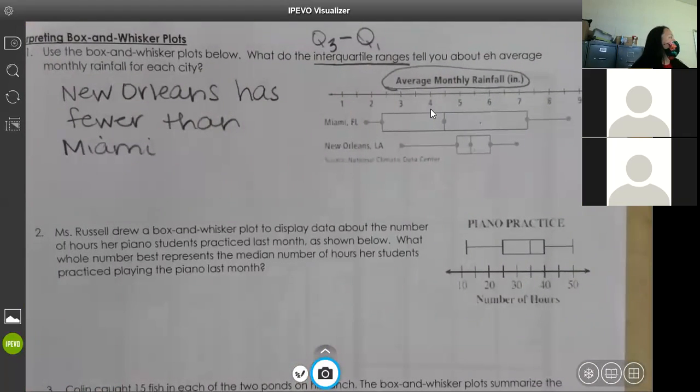So that means Miami is rainier than New Orleans. Does everybody understand that? So any of those would help. This is probably going to be a multiple choice question and they're going to have the answers for you. And that's what you're looking for. That's literally it. That's all they're looking for.